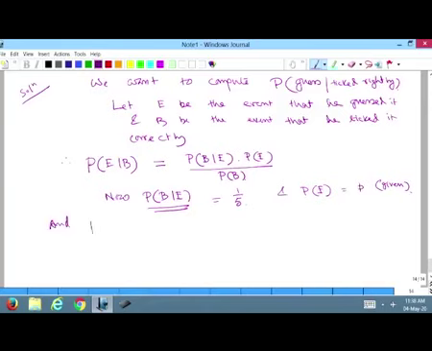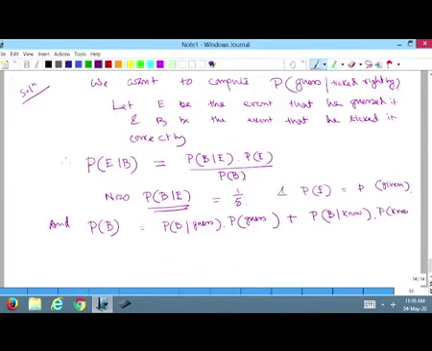and probability of B is equal to probability of B given he is guessing multiplied by probability of guessing plus probability of B given he knows the answer multiplied by probability he knows the answer, which is equal to 1 by 5 multiplied by P plus 1 multiplied by 1 minus P, which is equal to (P plus 5 into 1 minus P) upon 5, which is equal to (5 minus 4P) upon 5.